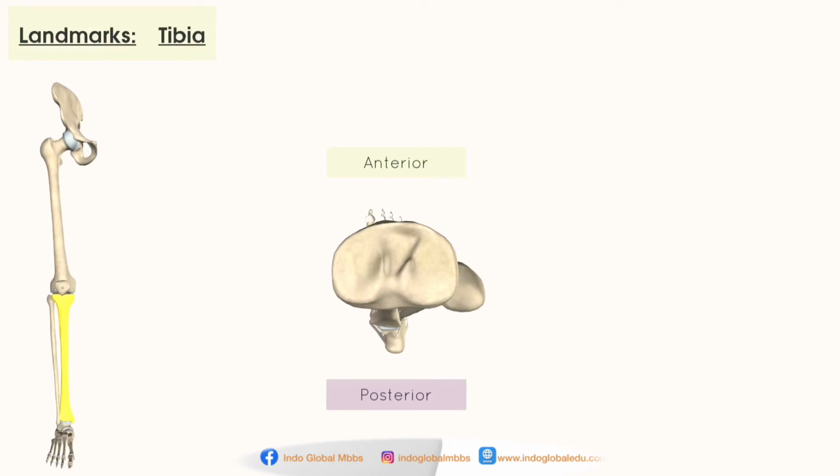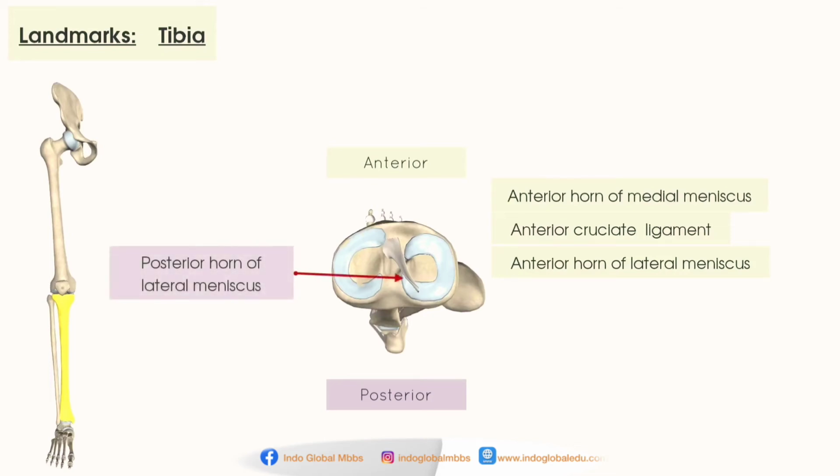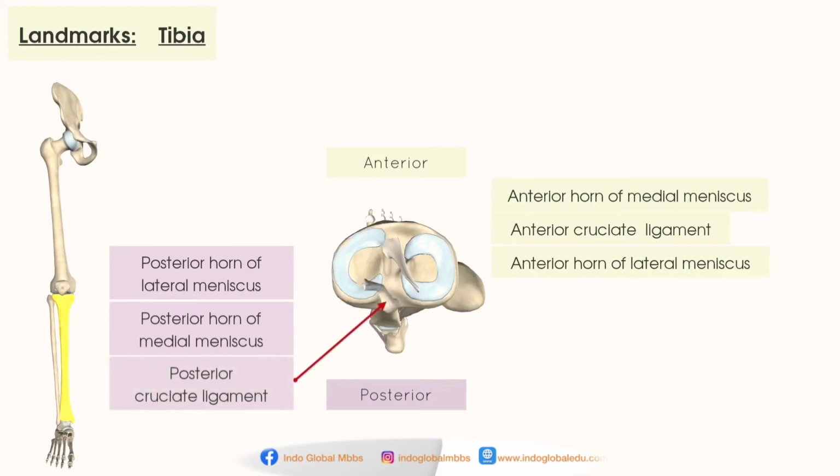So just taking this view, a top-down view, effectively bird's eye view, looking at the intercondylar eminence, on the anterior section of it, most anteriorly we'll have the anterior horn of the medial meniscus. Then just behind that you have your anterior cruciate ligament, and then behind that you have your anterior horn of the lateral meniscus. And then looking at the posterior part of the intercondylar eminence, at the front of that bit you've got the posterior horn of the lateral meniscus, and then you have the posterior horn of the medial meniscus, and then most posteriorly you've got your posterior cruciate ligament.